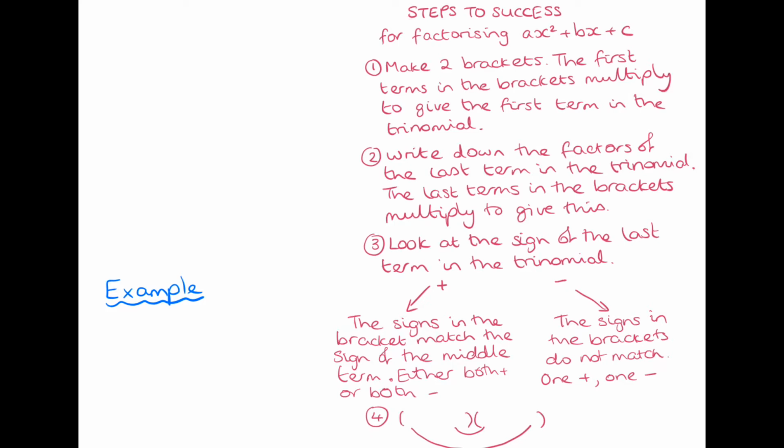Okay, so we're going to start with an example, and that example is going to be x squared plus 6x plus 5. Okay, so this is our trinomial to start with, and we're going to factorise it. So we're going to look at our steps to success here. First of all, we're factorising ax squared plus bx plus c. So we've got something x squared, something x, and a number on the end. It's okay that we've not got a number in front of the x here, because remember that means 1x squared. Right, so first bit, make 2 brackets, right, easy enough, eh?